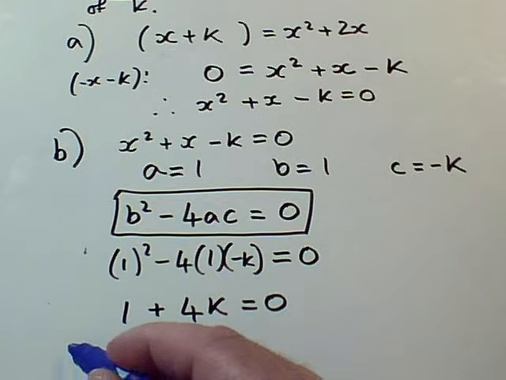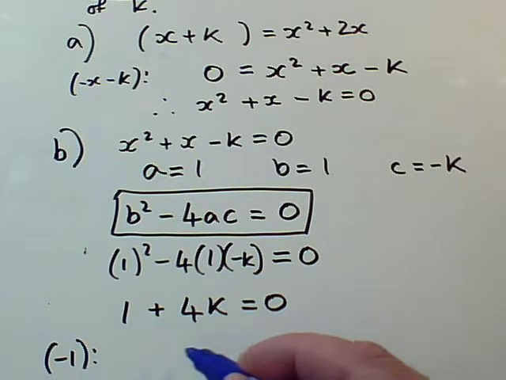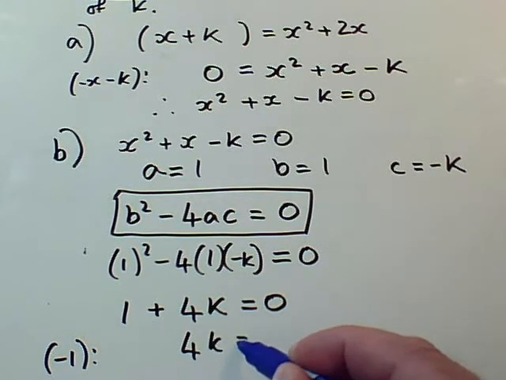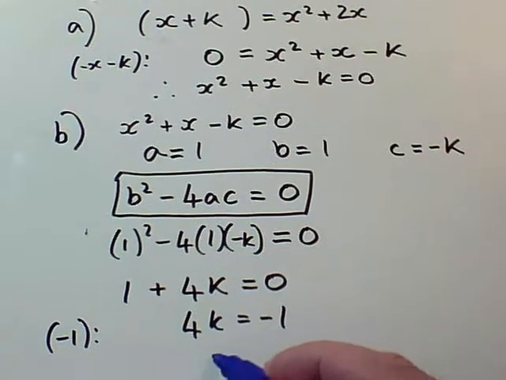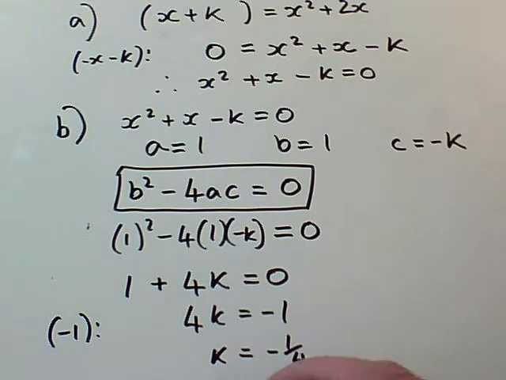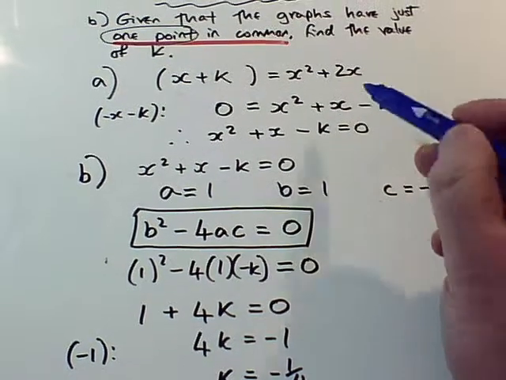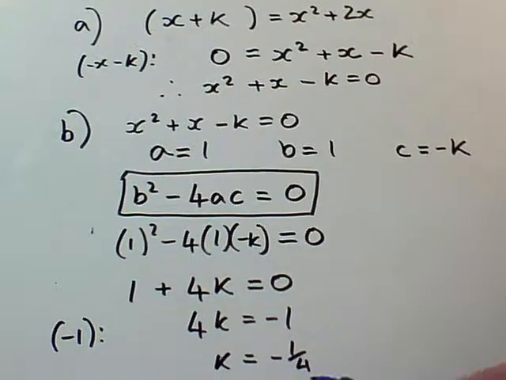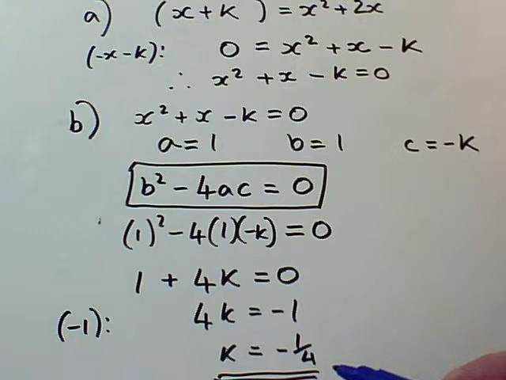So solve this, subtract 1 from both sides. So I'm going to get 4k equals minus 1. So k equals minus a quarter. What was I asked to find? Back up there, find the value of k. That's what I've done, so I've finished. So there's my answer.